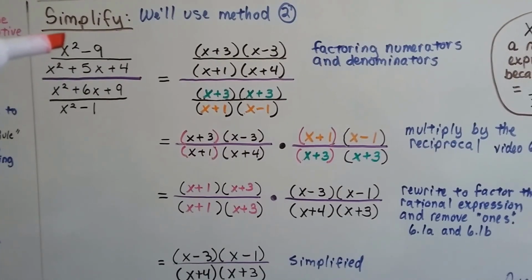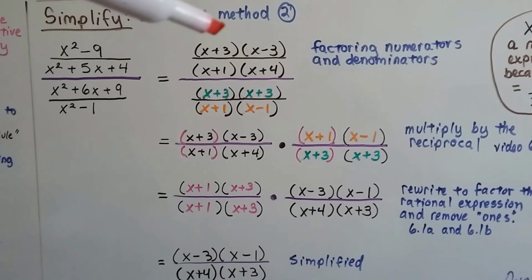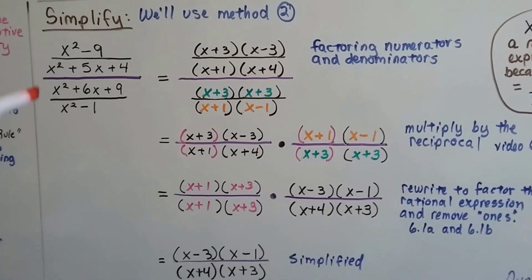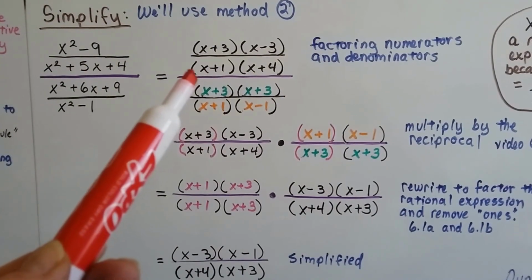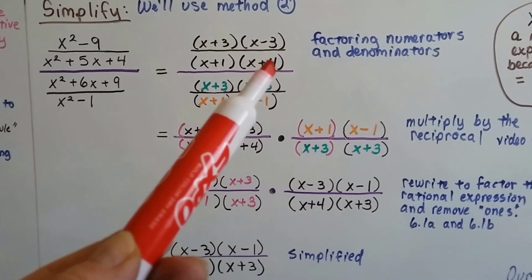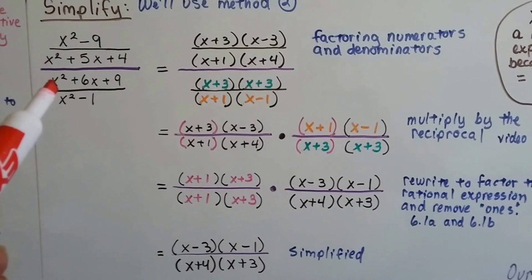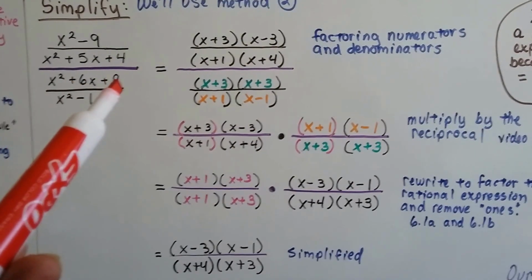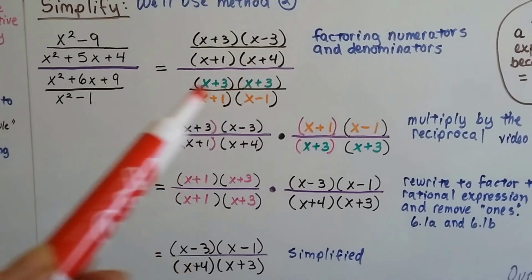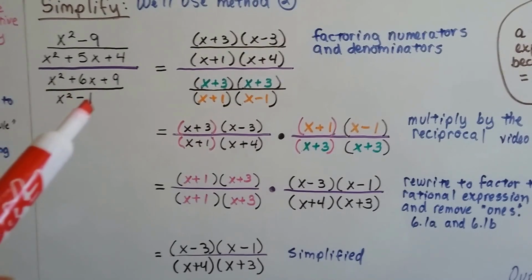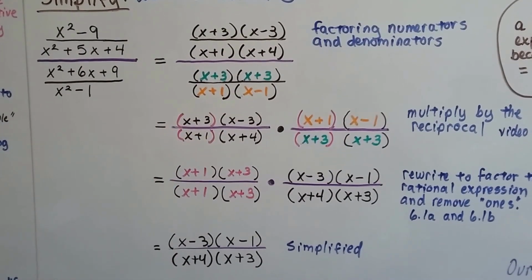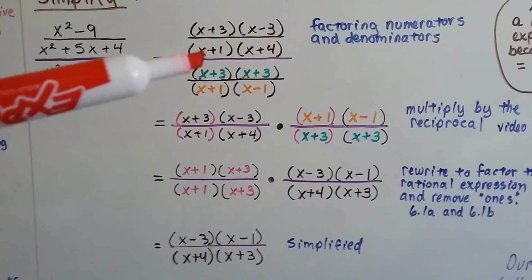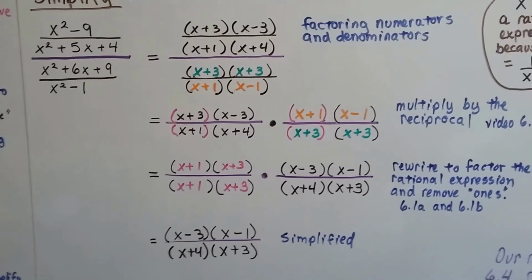So this x squared minus 9 factors to an x plus 3, x minus 3. This x squared plus 5x plus 4 factors to an x plus 1, x plus 4. This x squared plus 6x plus 9 factors as an x plus 3, x plus 3. And this x squared minus 1 factors as an x plus 1 times x minus 1. See? Now, if you saw the previous videos, you know what's going to happen with this orange and this green.